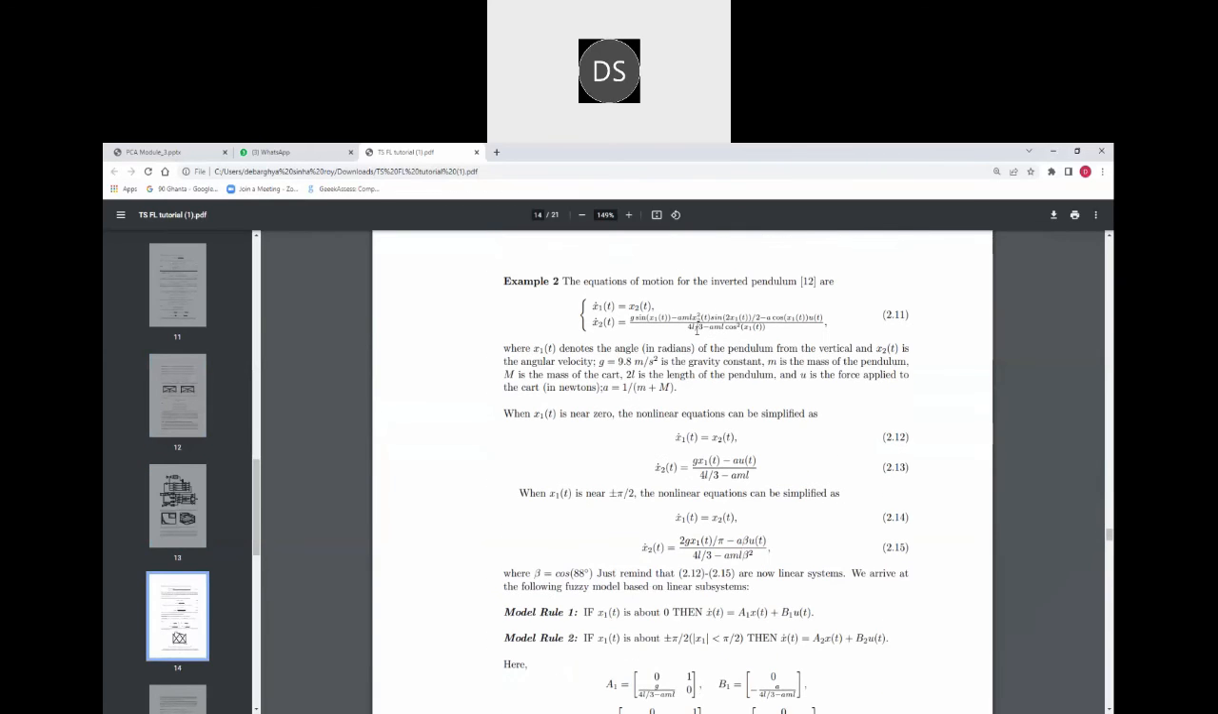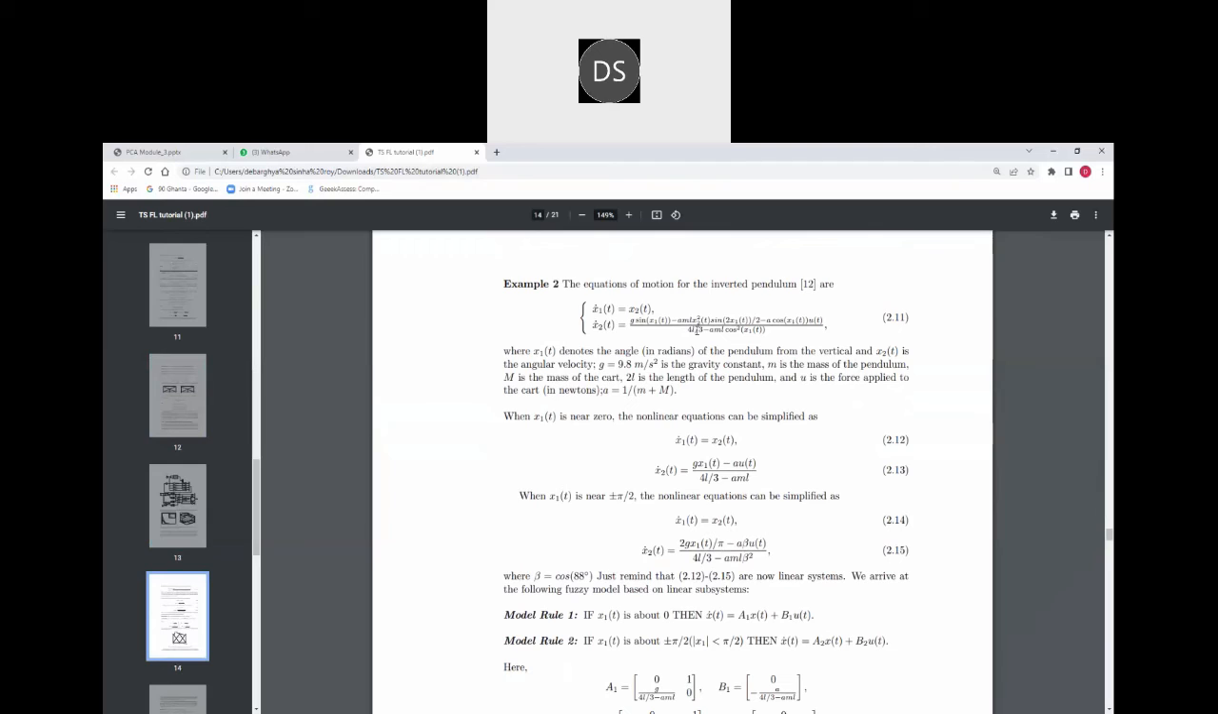Now I am going to discuss an example on the inverted pendulum, which I just mentioned. The state space is given by x1 dot is equal to x2 and x2 dot is equal to g x1 and so on. Here x1 denotes the angle in radians and x2 is x1 dot, the angular velocity, and g is the gravitational constant. Small m is the mass, and capital M is the mass of the cart on which the pendulum is balanced, 2L is the length of the pendulum, and U is the force applied. As we can clearly see, the state space is a nonlinear system.